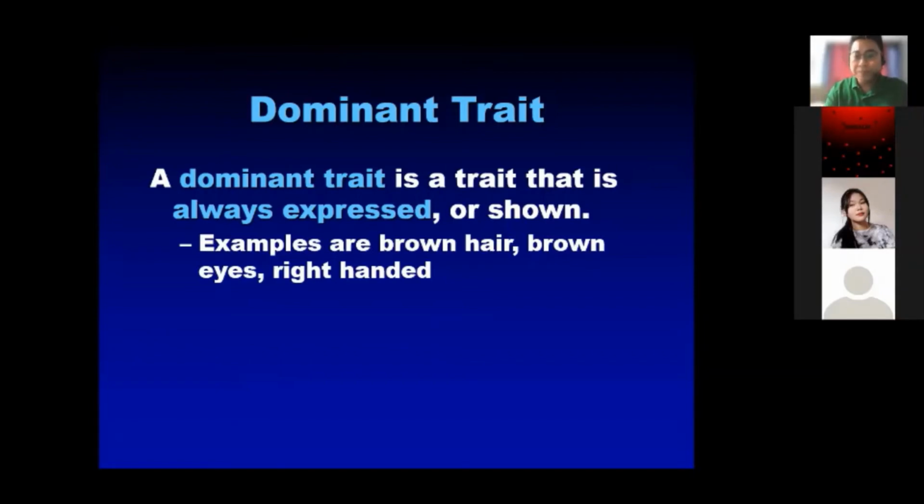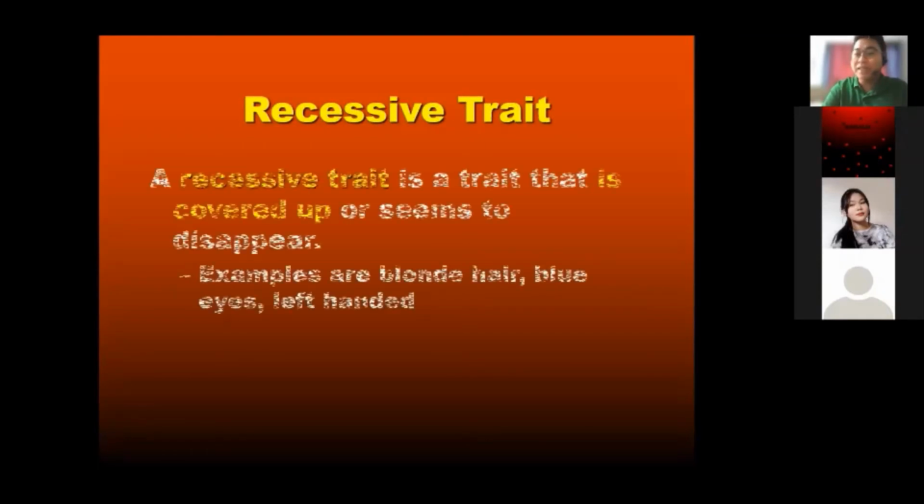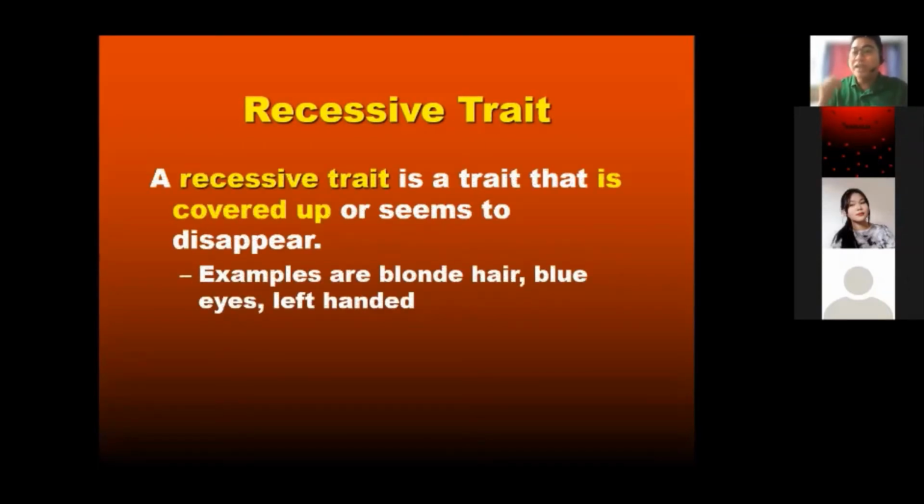So, ayan, traits that are always expressed or shown. So examples are brown hair, brown eyes, right-handed, and so on. So recessive traits naman are traits na hindi gaano or hindi talaga siya nakikita for now. But then it is there. Hindi pwedeng mawala yan. A recessive trait is a trait that is covered up or seem to disappear. So hindi siya mostly kita. Examples are blonde hair, blue eyes, left-handed. Okay, so these traits are seldom na makikita when it comes to offspring.